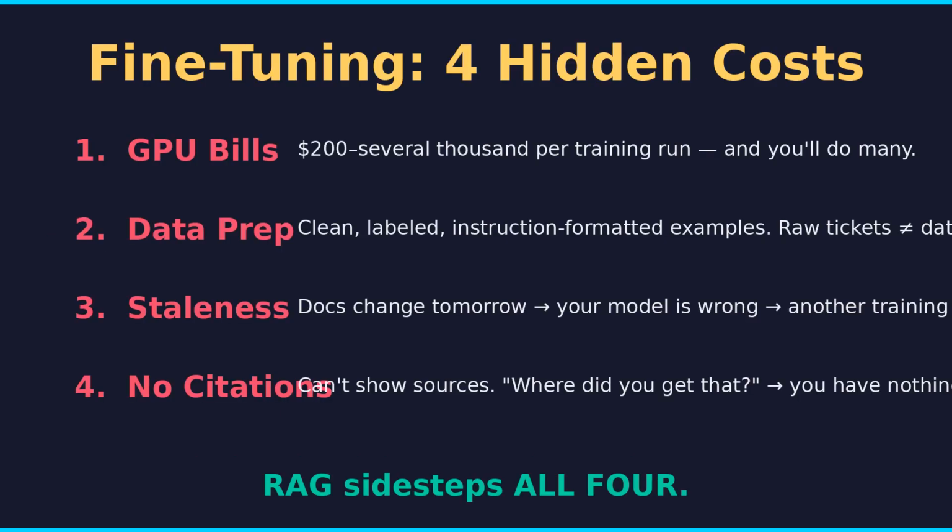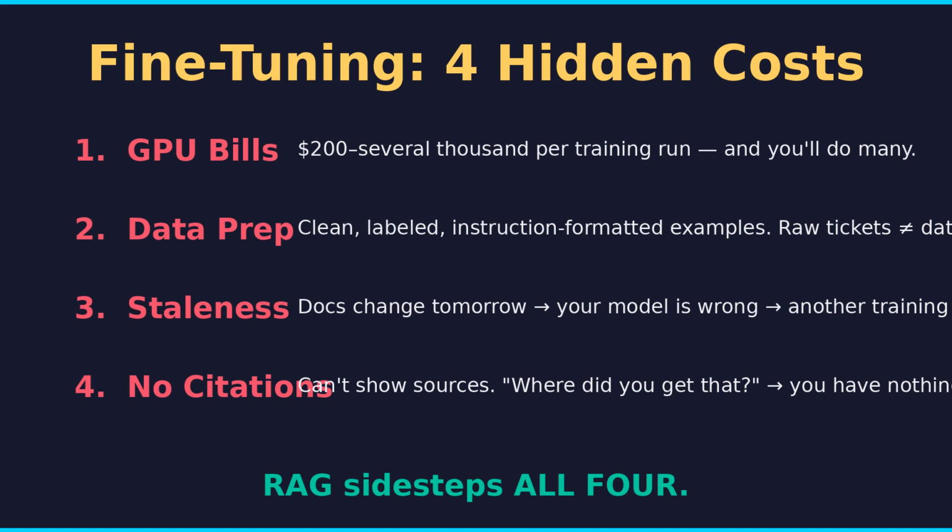Here's the trap. Fine-tuning sounds sophisticated. It feels like real ML. So when a PM says make it know our docs, developers default to fine-tuning. That's usually wrong. Here's why. 4 hidden costs. 1. GPU bills. A serious fine-tune of a 7 billion parameter model runs $200 to several $1,000 per training run, and you'll do more than one. You always do.